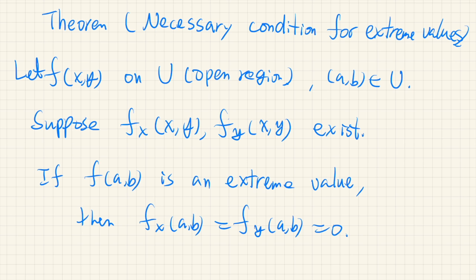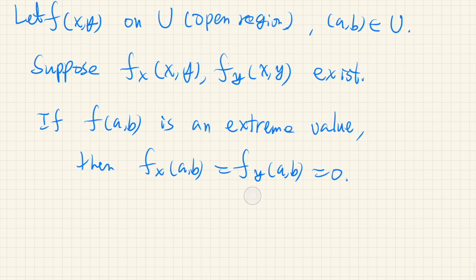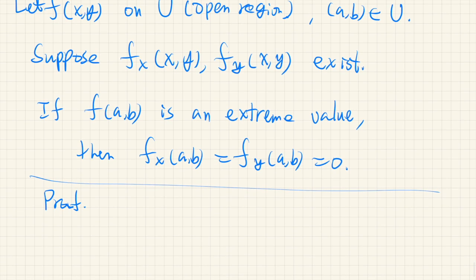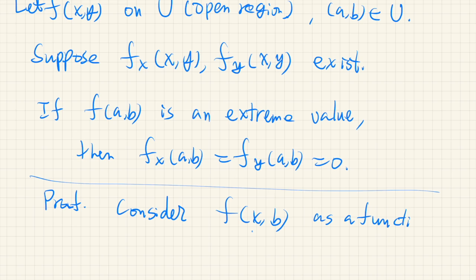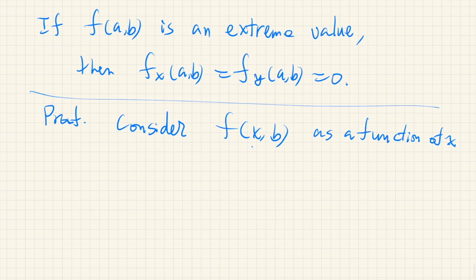And we had a similar theorem for univariate functions, so we can use that to prove this theorem for bivariate functions. So let's do it. First of all, let's fix the value of y at b. Consider f of x b as a univariate function of x. Then we apply the corresponding theorem for univariate functions.